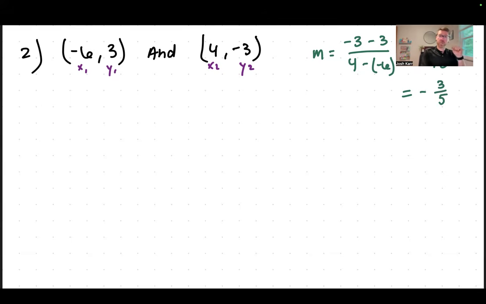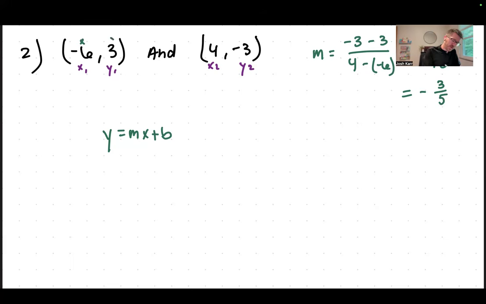We need to use one of the points. We're working to solve for b. So we know we're going to plug in that -3/5. We just need to make a decision. Do we want to plug in this first point or the second point? Neither of these look particularly more or less friendly. They both have a negative each. So I'm just going to use this first one, okay?